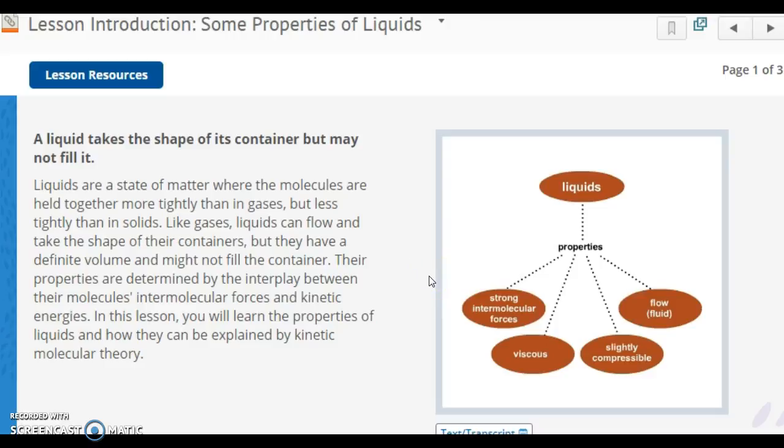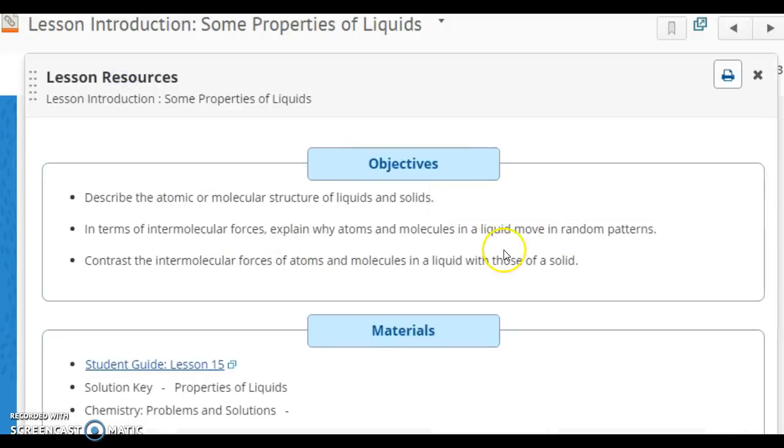In this lesson, you will learn the properties of liquids and how they can be explained by kinetic molecular theory. Liquid properties include strong intermolecular forces. I would prefer to say medium, like gases are weak, liquids are medium, solids are strong. But if they say strong, then you would have to say solids are really strong. Liquids can be viscous, so different levels of thickness or viscosity. They are slightly compressible. They can squeeze a little, but not a lot. And they flow or are fluid.